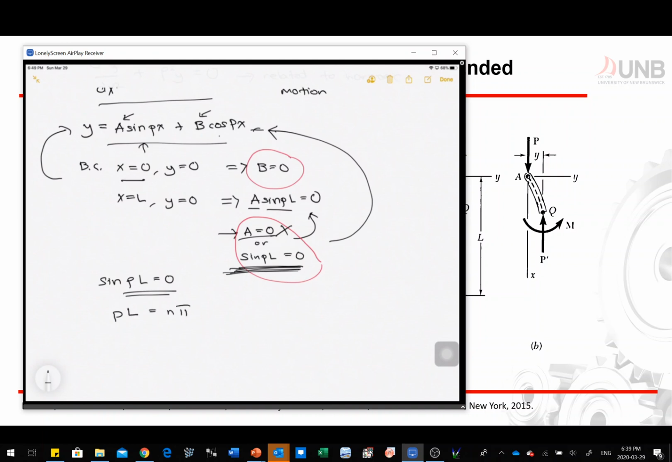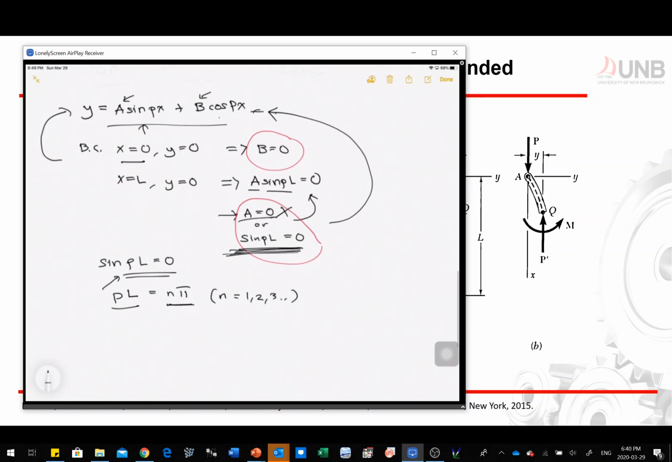What do you mean by n pi? Your pi is 180 degrees. So if you substitute this pL right here, this is only going to be true if you have n times pi. So it's 1 times, let's say, 180 degrees, 2 times 180 degrees. At those specific angles, this becomes true, which means this is true if our n is equal to 1, 2, 3, and so on.